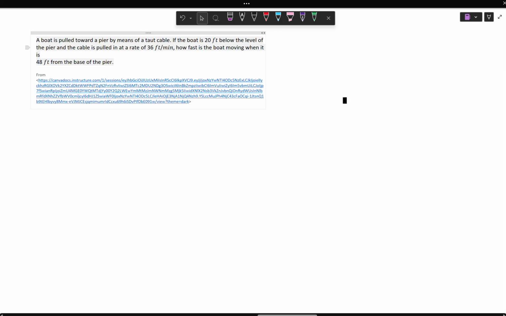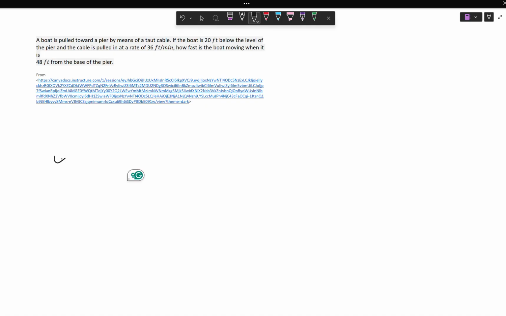A boat is pulled toward a pier by means of a tag cable. If the boat is 20 feet below the level of the pier and the cable is pulled at a rate of 36 feet per minute, how fast is the boat moving when it's 48 feet from the base of the pier? So let's try to draw what it's asking us.